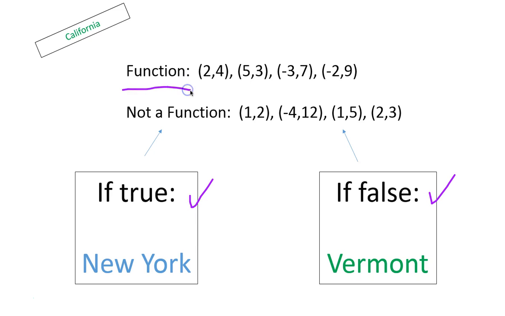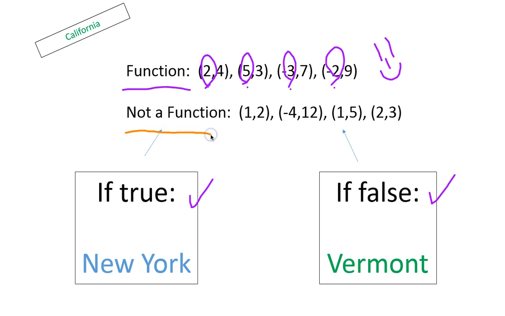So, is this set of ordered pairs a function? 2, 5, -3, -2. None of them repeat. Therefore, it is a function. Now remember, we're only looking at the x's. Because if you might have made a mistake and looked at the y's, you would have saw that, hey, none of those y's repeated either. So you were good to go. But it doesn't matter. We're just checking out the x's.